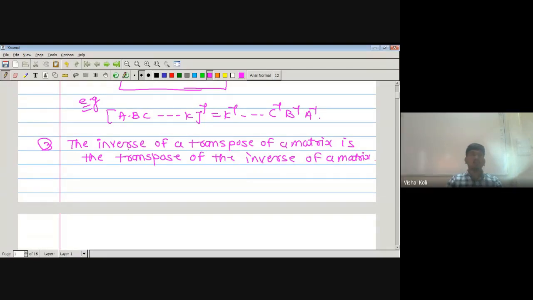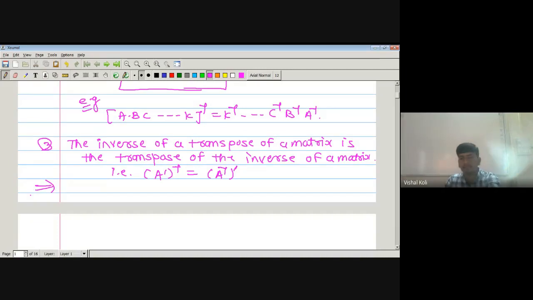So here we have to show that the inverse of a transpose of a matrix. Suppose A is a matrix, then its transpose will be A dash, and its inverse is nothing but the transpose of the inverse of the matrix. The inverse of a matrix is denoted by A inverse and its transpose. That is, we have to prove that (A transpose) inverse is nothing but (A inverse) transpose.